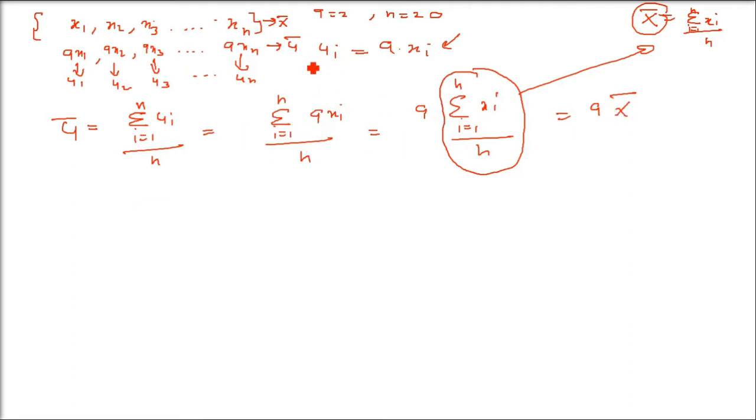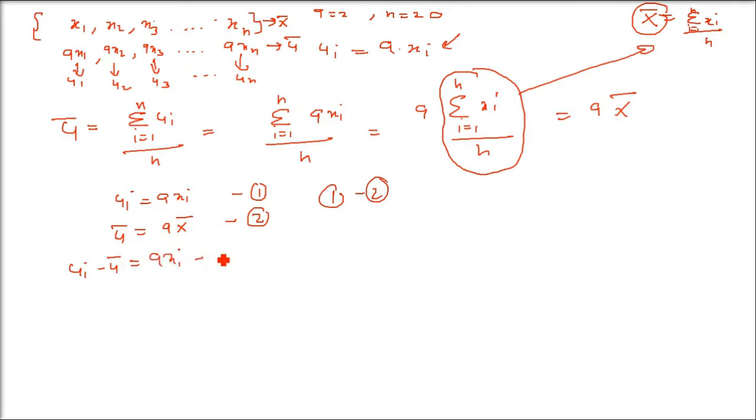Now we'll take two relations. The first one is ui equals axi, and the second one is u bar equals a x bar. Now we'll subtract these two, 1 minus 2. So ui minus u bar equals axi minus a x bar. Here the xi are subscripts; it is not ax into i, i is a subscript. So ui minus u bar equals a times xi minus x bar.